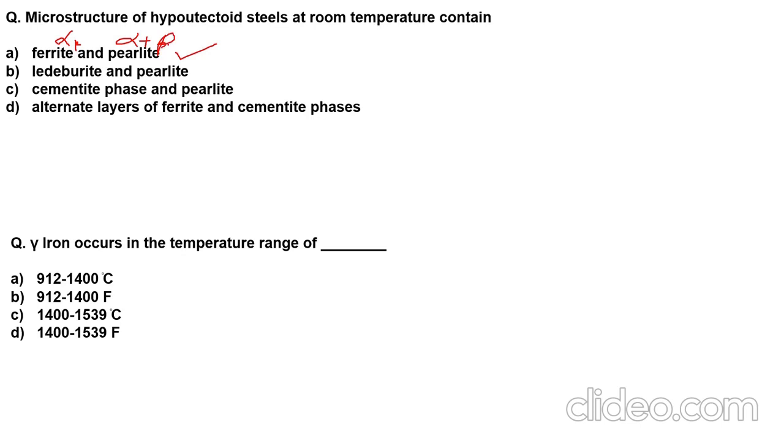Okay, then we have another question that says gamma iron occurs in the temperature range of 912 to 1400 degrees Celsius, 912 to 1400 Fahrenheit, or 1400 to 1539 degrees Celsius. And the correct answer is... no, we are talking about gamma iron. We are not talking about delta iron. The gamma iron is stable from 912 to 1400. So A is the right option.